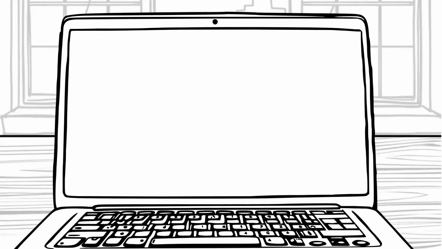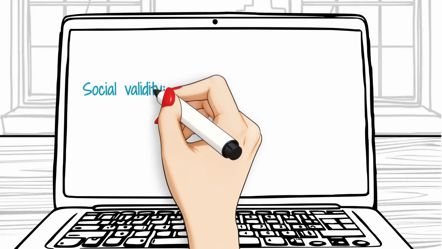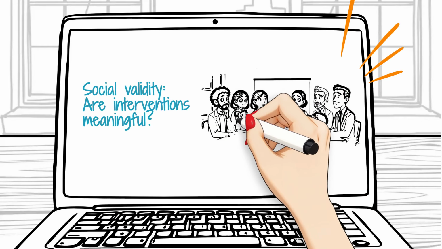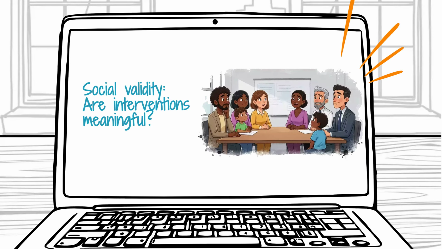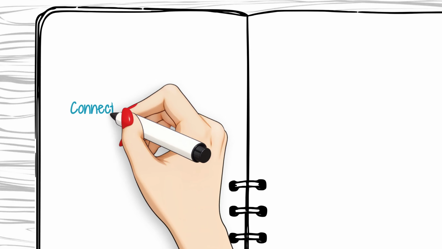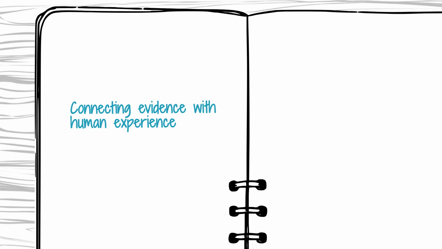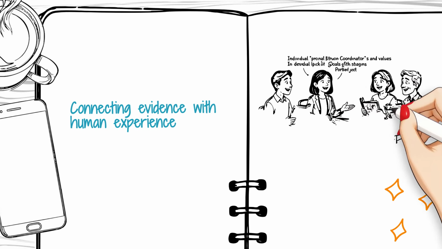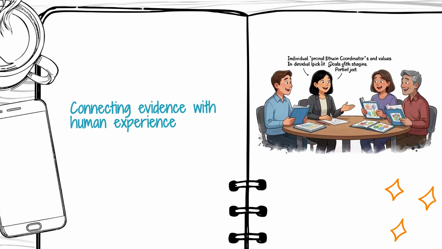Social validity addresses a different but equally important question. Is the intervention meaningful, acceptable, and appropriate to students, families, and educators? An intervention may be statistically effective yet still be impractical, culturally misaligned, or burdensome to implement. In this sense, social validity connects empirical evidence with human experience. It asks whether goals are important, procedures are tolerable, and outcomes are valued. This concept is central to ethical special education because it ensures that effectiveness is not defined narrowly by numbers alone.